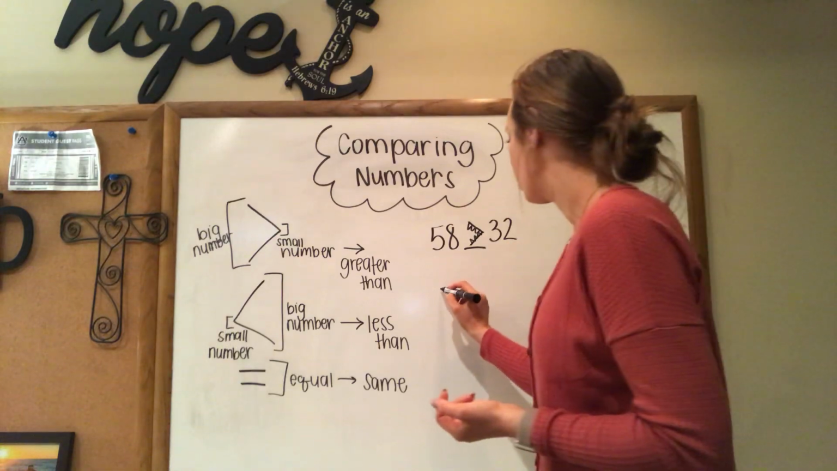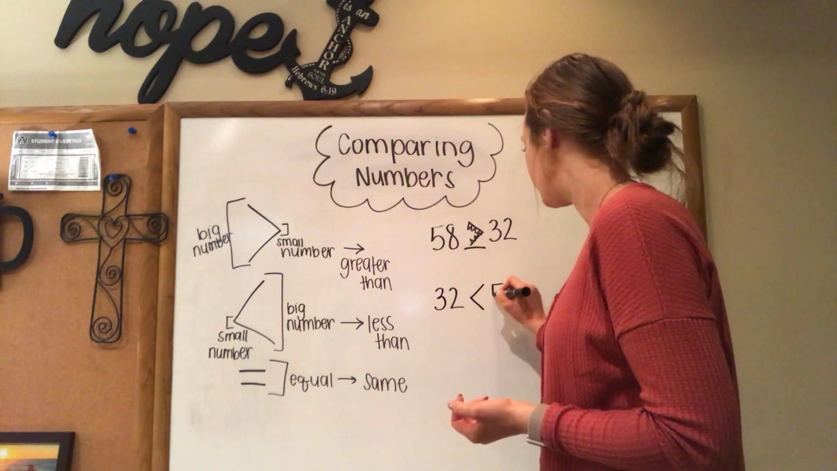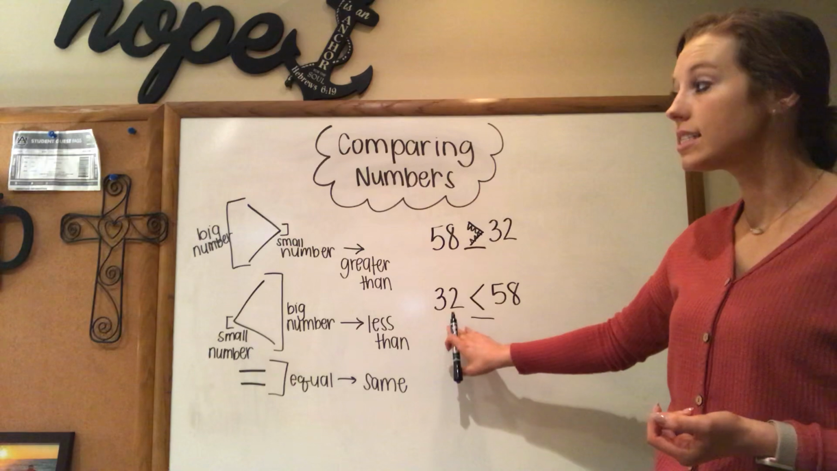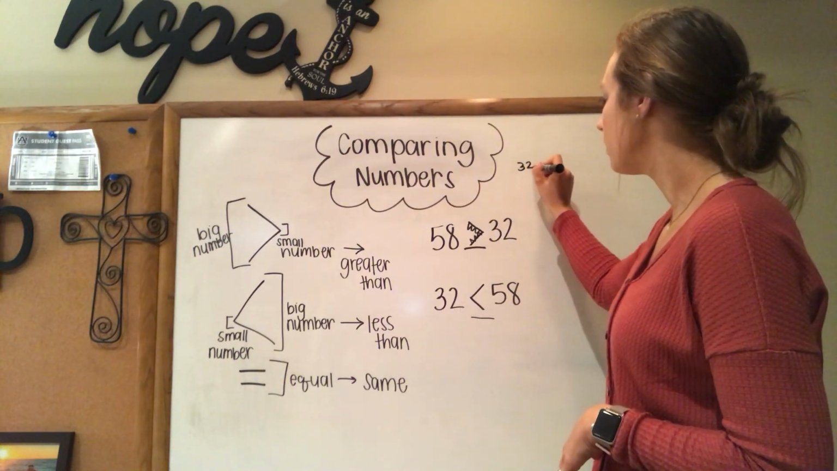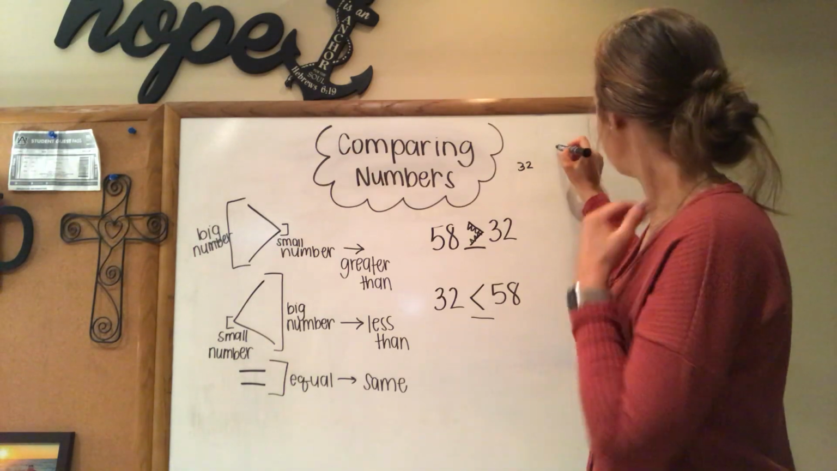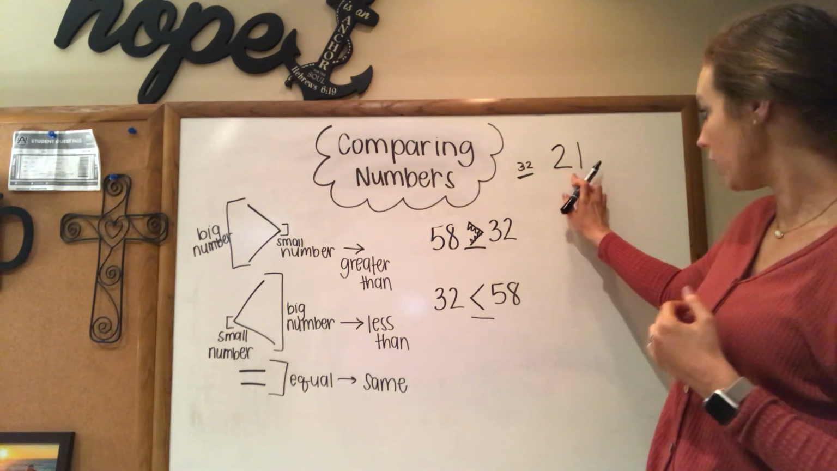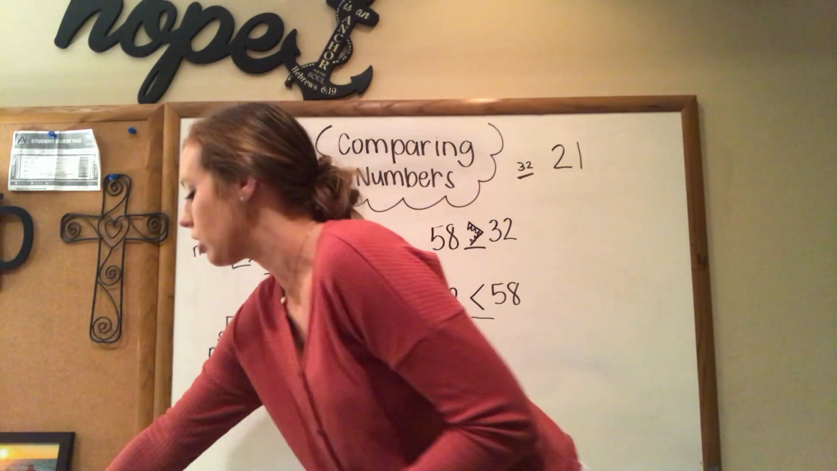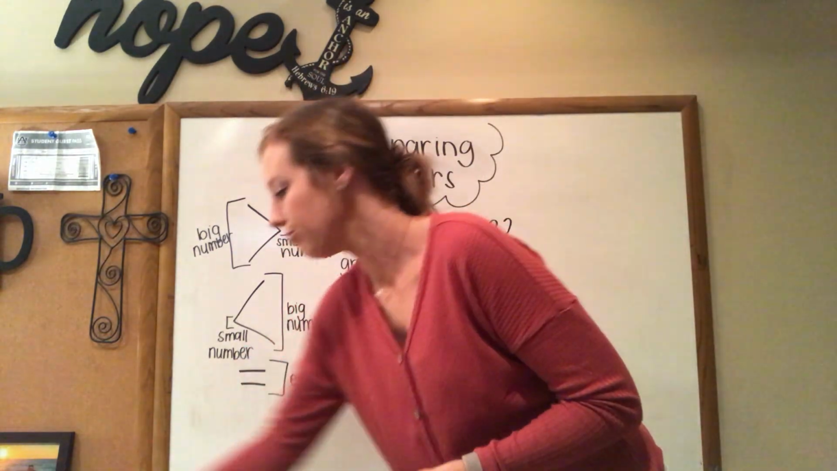And then over here, the reverse of that, we would have 32 is less than 58. We say less than here, and we don't want to say smaller than. 32 is smaller than 21 is not true, but 32 is greater than 21. So we don't say smaller or larger. We say greater than and less than.